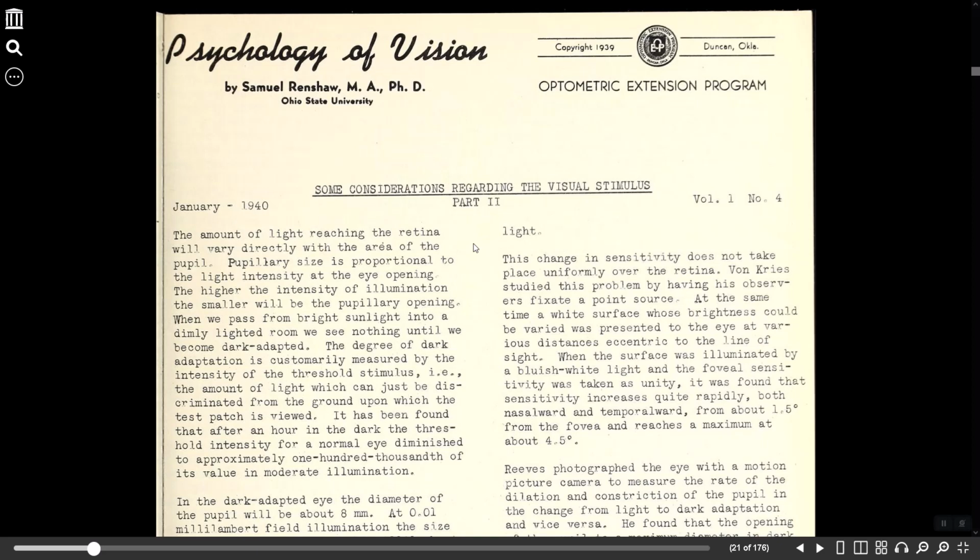Some considerations regarding the visual stimulus. Part 2 by Samuel Renshaw, January 1940. Volume 1, Number 4.